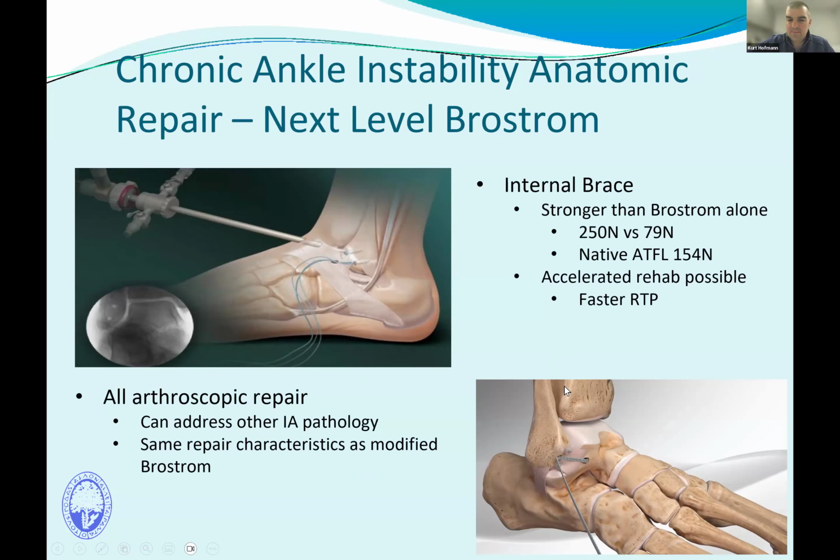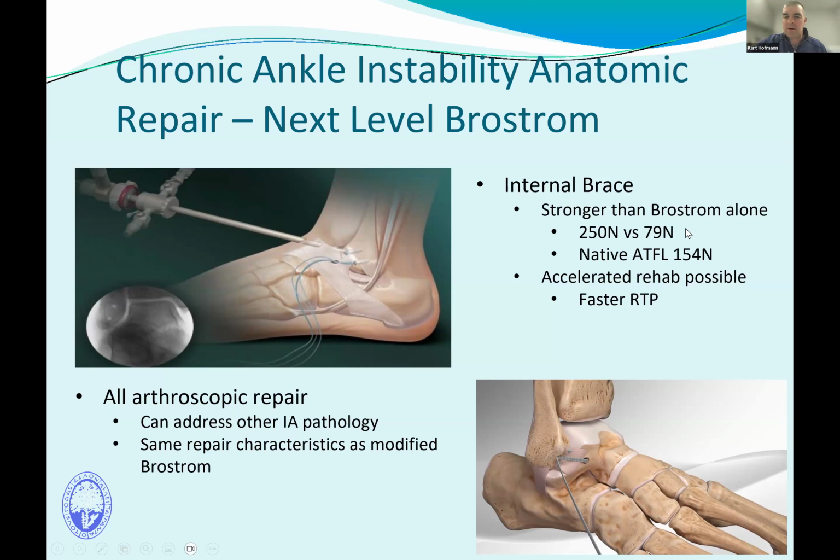Sorry, let me go back. This is most commonly used in patients that have had a previous Brostrom that has failed. They've had some other soft tissue disorder or connective tissue disorder. I tend to use this more in higher level athletes as well as patients with a higher BMI, just because we want that extra stability, to ensure that their ligaments will heal to the maximum capacity.